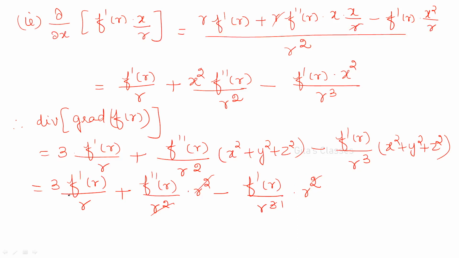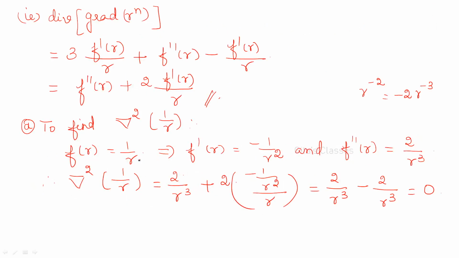Okay. So now in the first one we have 3 into f dash of r by r. In the last term we have f dash of r by r. So 3 minus 1 is 2. So f double dash of r plus 2 into f dash of r by r. This is the formula. Now in the question it is not over.